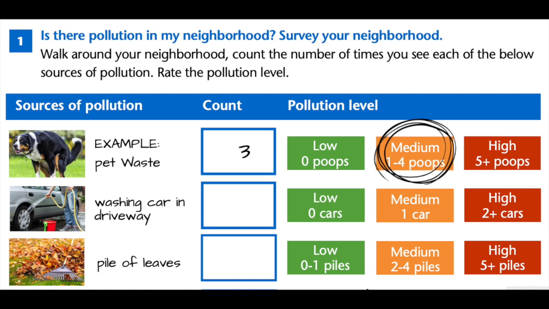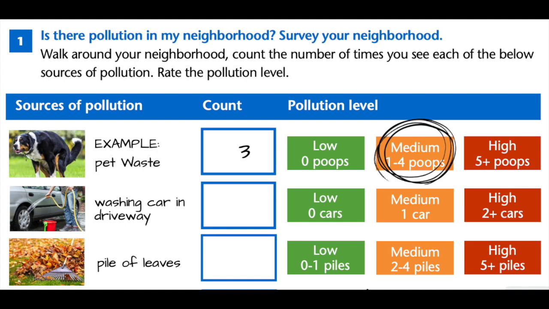So say, for example, you're walking around and you see some dog poop or some pet waste on the ground. And in fact, there are 3 different pieces of the dog poop that dog owners or dog parents didn't pick up. So you're going to write down the number 3 under count. And then you see how there's the green, the orange, and the red boxes. That's going to be for a pollution level rating.